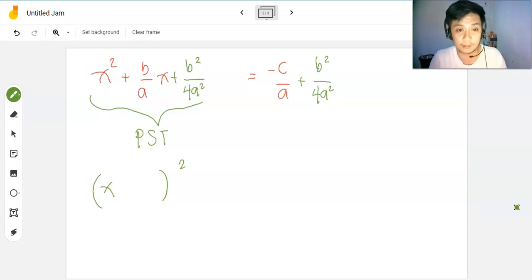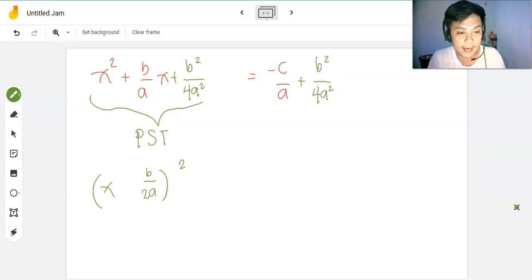And by the way, the last term, okay, not the constant term. So what is the square root of b squared over 4a squared? That is just b over 2a, because the square root of b squared is b, while the square root of 4a squared is 2a.